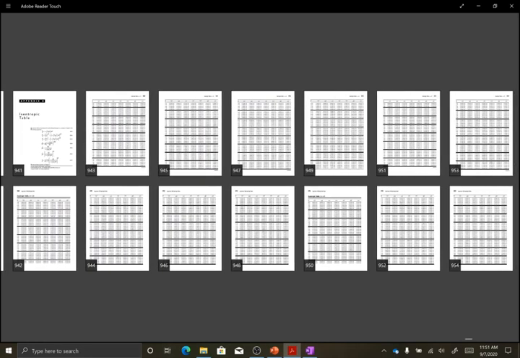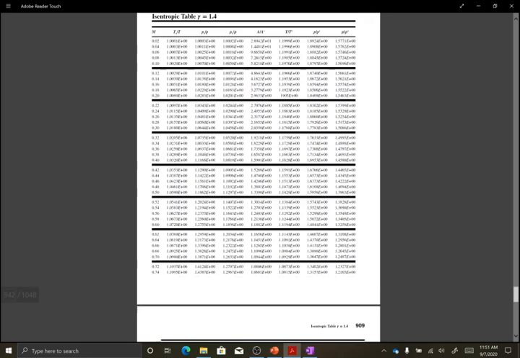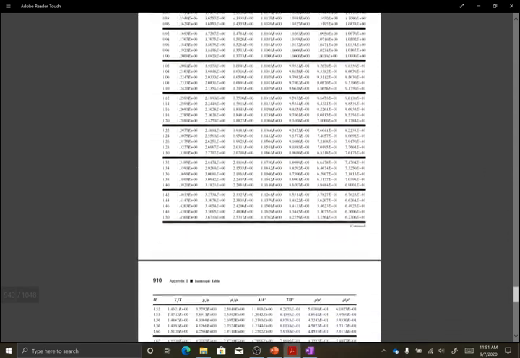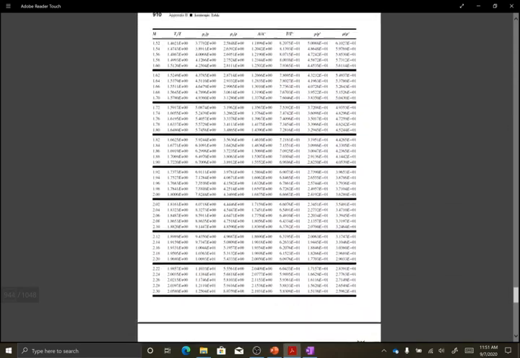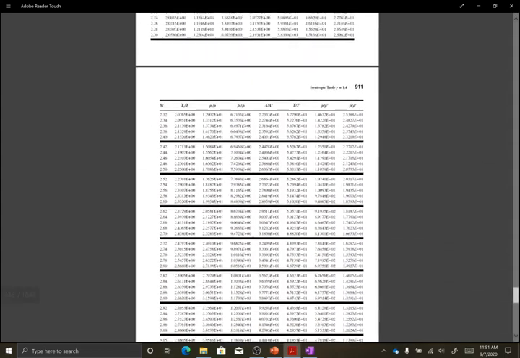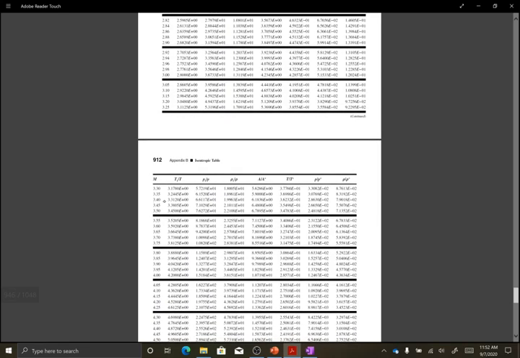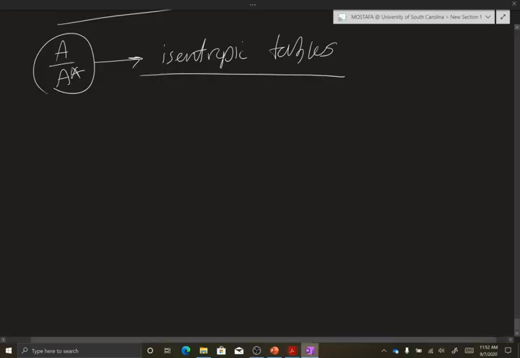Yeah, exactly, Appendix B. So you come here, you can see that you have A over A star as the fifth column. M1 is 2, so we have to go to the fifth column here. This is going to be your area ratio, 1.6. And M2 is 3.4. So we have to go further here, 3.4. And your area ratio is going to be 6.18, right?